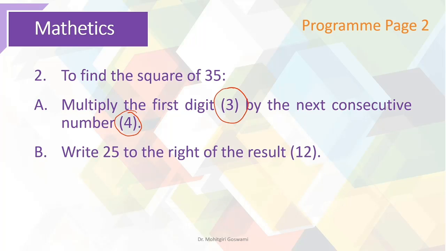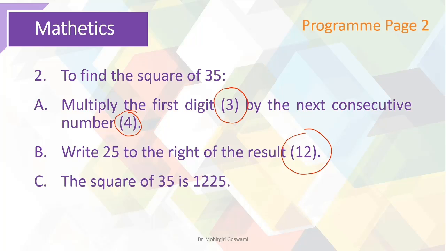Next, write 25 to the right of the result. So the result is 3 into 4, 12. So you have to put 25 to the right of the result, that is 12. So the square of 35 is 1225.